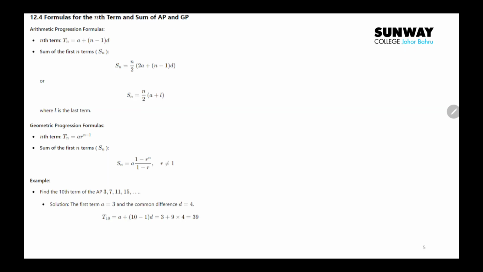This is the formula to figure out the nth term of an arithmetic progression, where you have Tn equals a plus n minus 1 times d. You can also find the summation of the first n terms. What does it mean? When you have 1, 3, 5, 7, 9, you can find the summation of these 5 terms. So we call that S5.